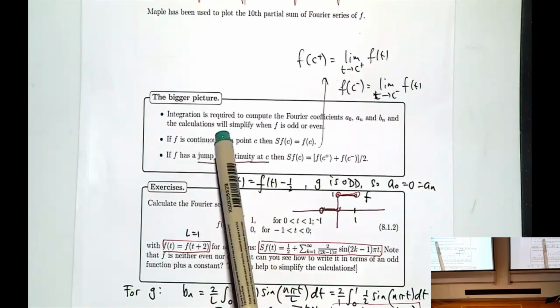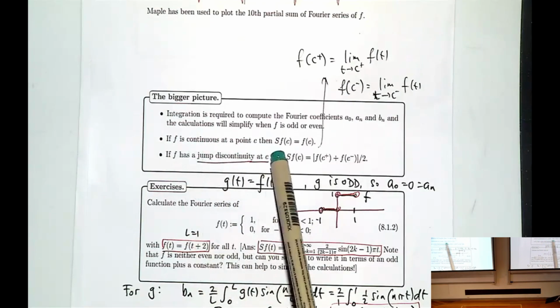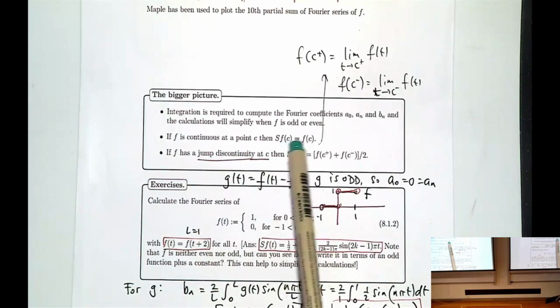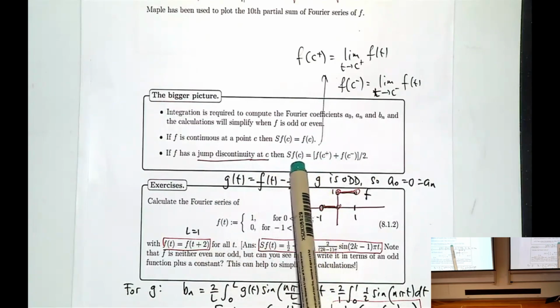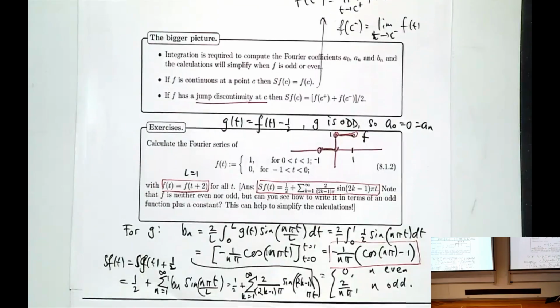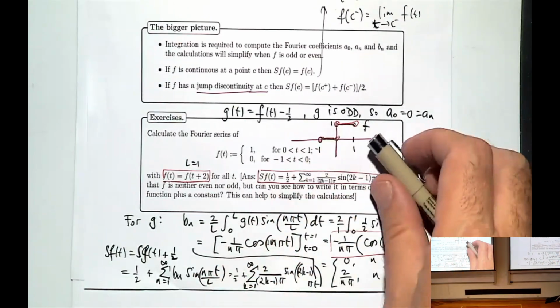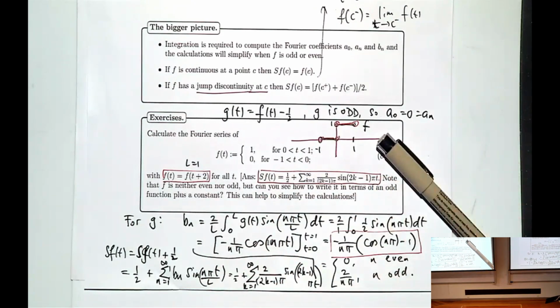points. If you've got a nice continuous function to start with, then the Fourier series and the original function are the same. And if there's a jump, the value of the Fourier series at that point is the average of the two limits. Okay? And then I finished off with an exercise that didn't have an odd or even function. But can you remember what we did to this function to make it a nice function? What did we do to that curve?